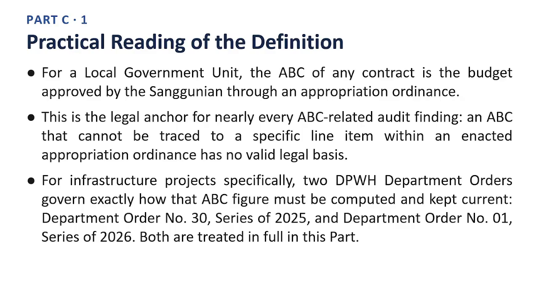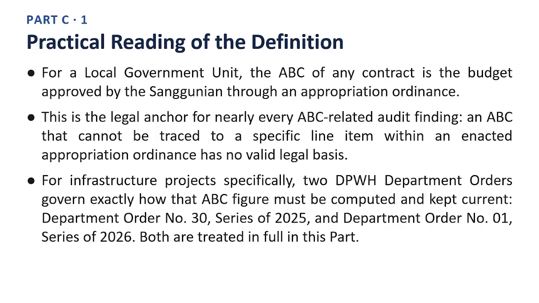Point 1. For a local government unit, the ABC of any contract is the budget approved by the Sanggunian through an appropriation ordinance. Point 2. This is the legal anchor for nearly every ABC-related audit finding, an ABC that cannot be traced to a specific line item within an enacted appropriation ordinance has no valid legal basis. Point 3. For infrastructure projects specifically, 2 DPWH department orders govern exactly how that ABC figure must be computed and kept current. Department Order No. 30, Series of 2025, and Department Order No. 01, Series of 2026.